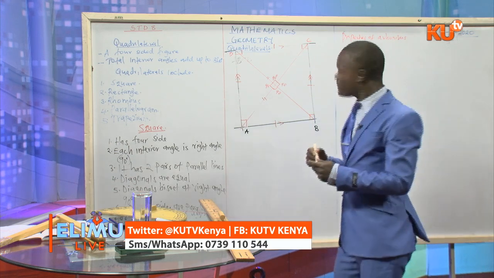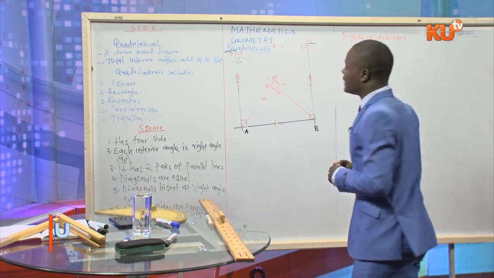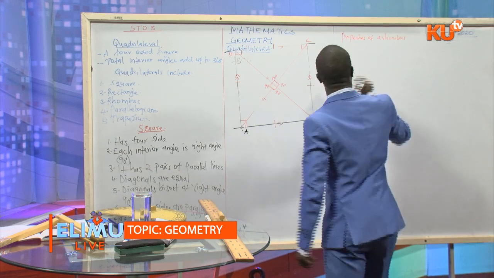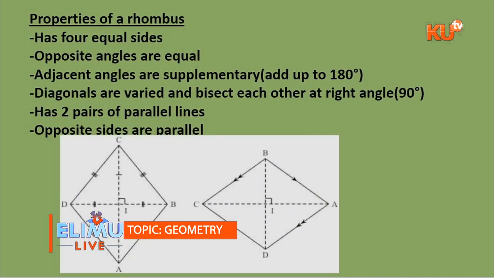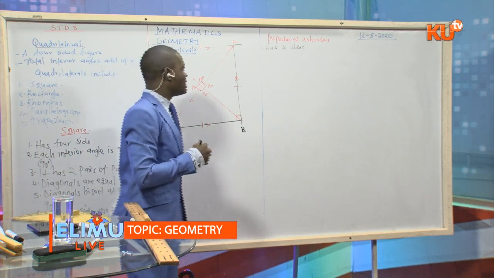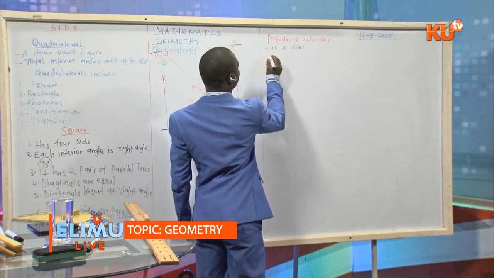Now after discussing the properties of a rhombus, I want us to compare the two, that is square and the rhombus. Now the first property of a rhombus, just like a square, is that rhombus has four sides. Remember, I told you that in these five quadrilaterals, two things that are always common are that they have four sides and the interior angles add up to 360 degrees. So the first property of a rhombus is that it has four sides.